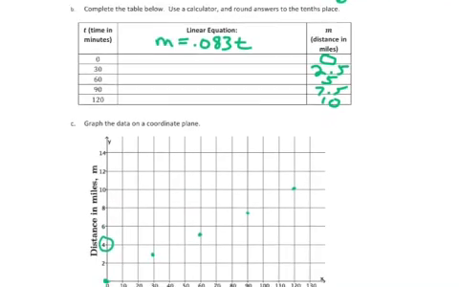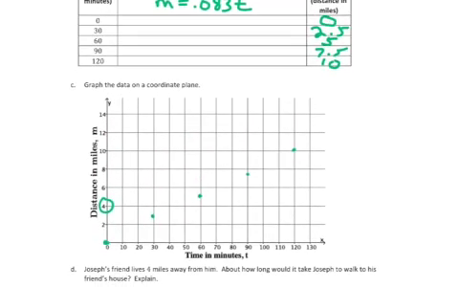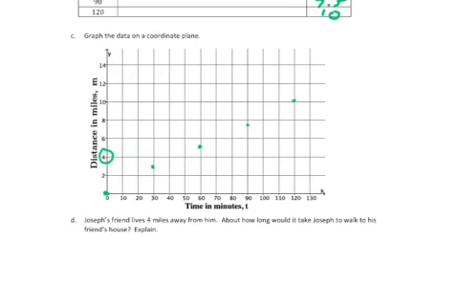Okay, so hopefully you're able to compare your results with mine. And again, take a look at your graph. Question D now says Joseph's friend lives 4 miles away from him. About how long would it take Joseph to walk to his friend's house? So again, find 4 on the distance part of the graph, and then just come over to where you think it would fall between the dots on the graph. So my prediction would be somewhere around 40 minutes, give or take. If you had 42 minutes, that's fine. If you had like 39 minutes, that's fine. Just somewhere in that ballpark would be an appropriate answer. Okay?